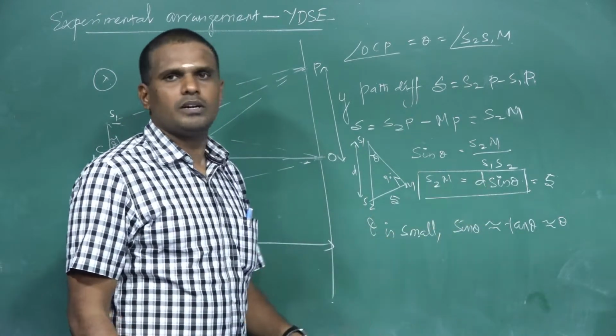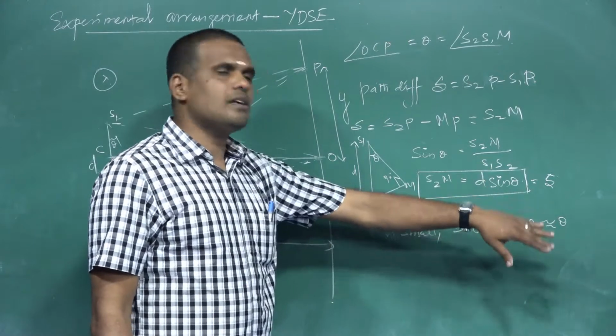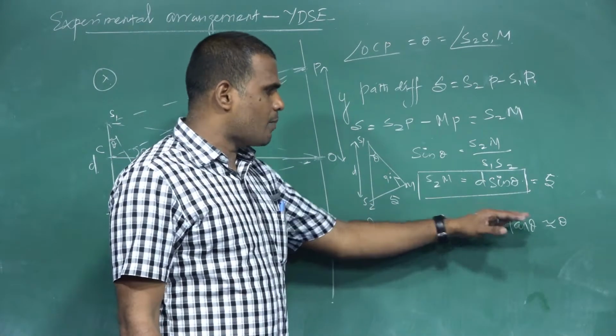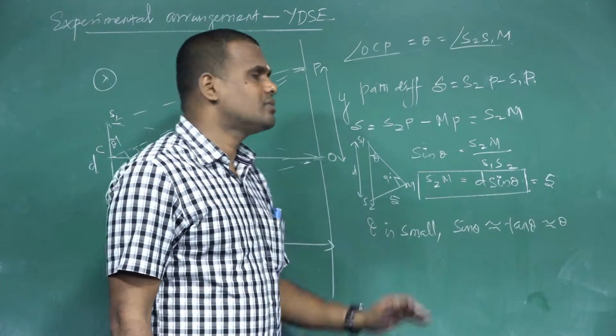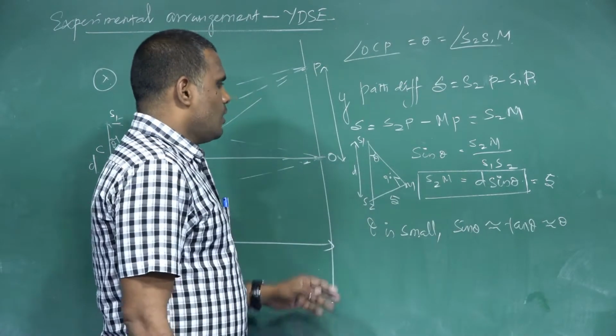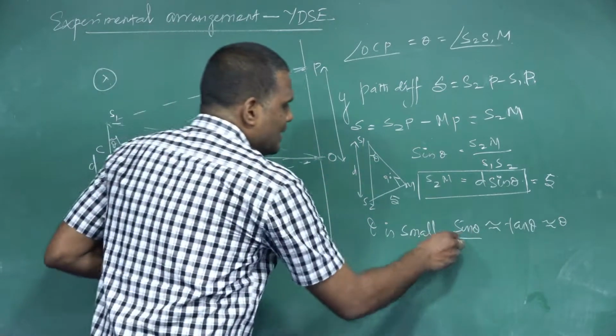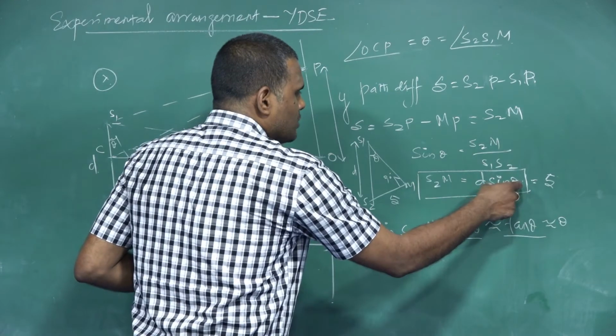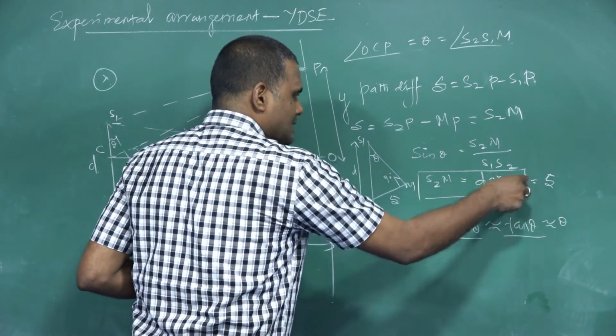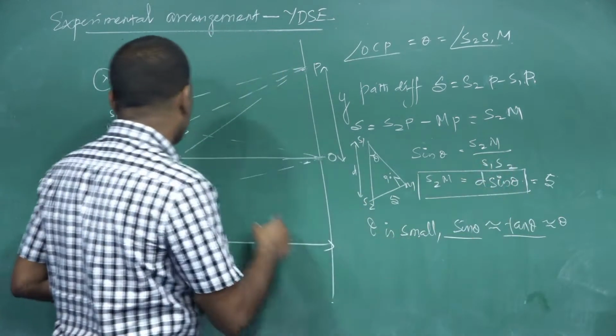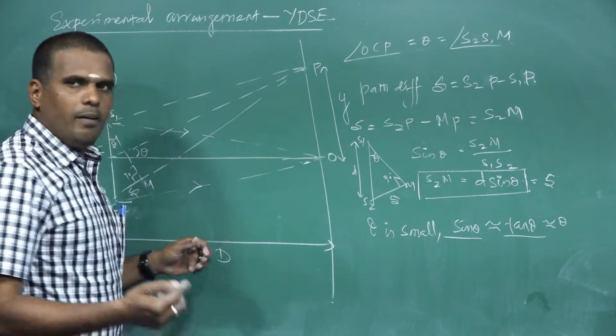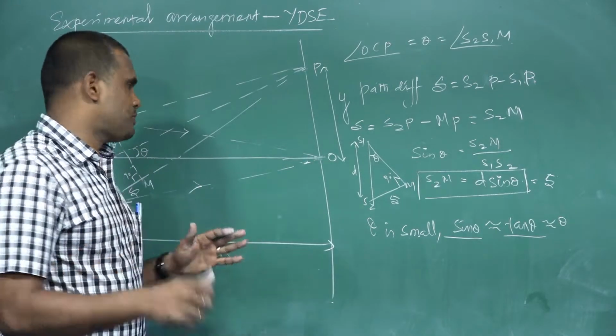Sine theta is approximated to theta. Tan theta is also approximated to theta. So sine theta is approximately equal to tan theta, which is approximately equal to theta. Now, as sine theta and tan theta are equal, I am going to substitute tan theta for sine theta, and then find out the value of tan theta. So I am converting the unknown into knowns.